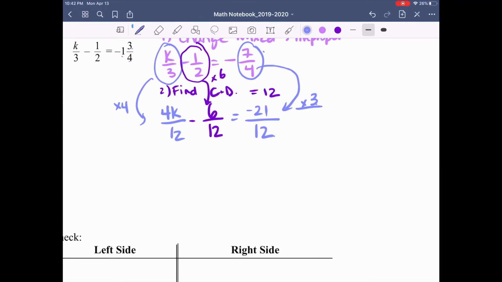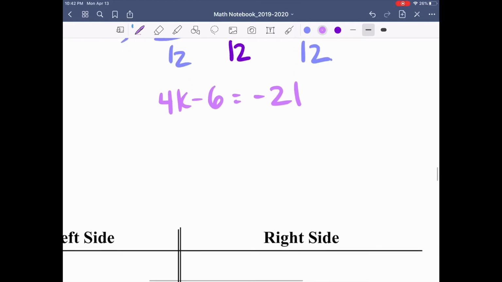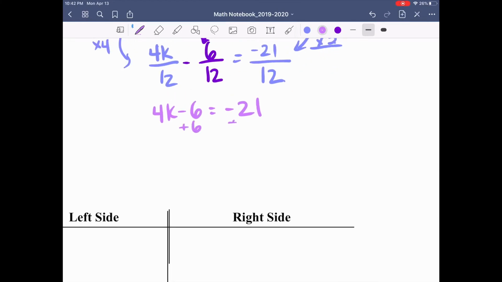We can solve again using any method we like. So you can ignore all the denominators and rewrite it as 4k minus 6 equals -21. And then do opposite operations to solve. So plus 6, these cancel. 4k is equal to, so -21 plus 6 is like saying 21 minus 6, right? Because you're canceling out the positives. So that leaves you with -15.